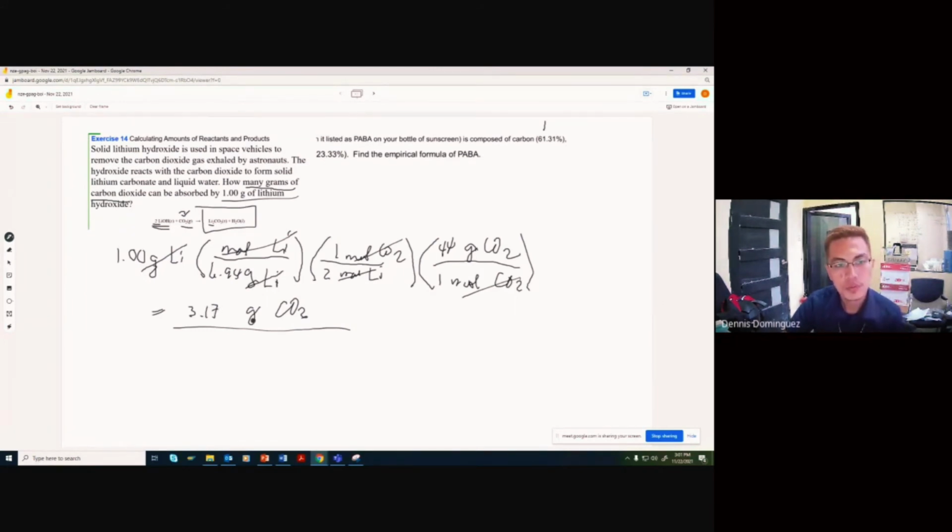Question: is this a combustion reaction? This is not a combustion reaction. This is an example of calculating the amounts of reactants and products using the balanced coefficients of each component.